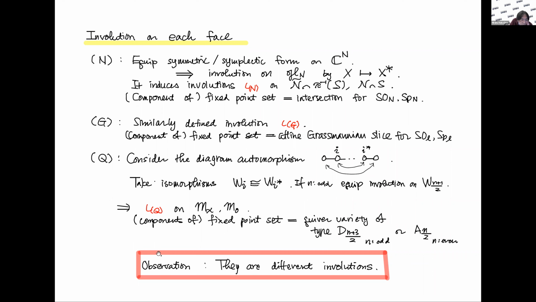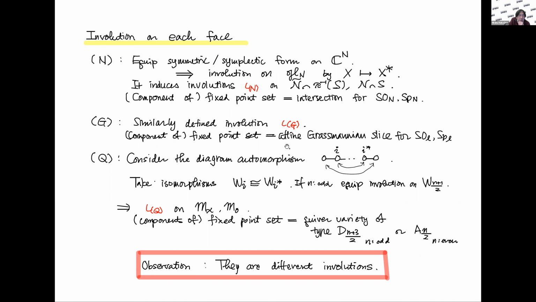Then it is easy to observe that they are in fact different involutions. For example, one way to see that they are different is that the fixed point sets are different. There's no reason for them to be the same: the nilpotent orbit intersections for SO_N or Sp_N are something due to the affine Grassmannian, so for SO_N or Sp_N, and so on.